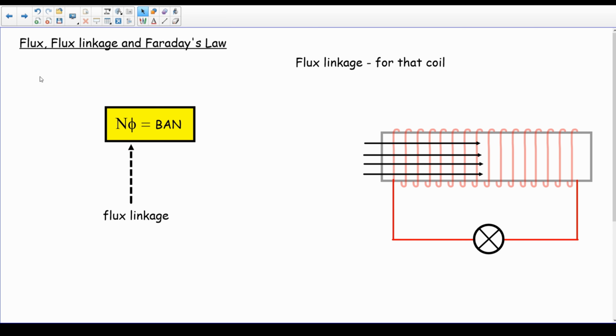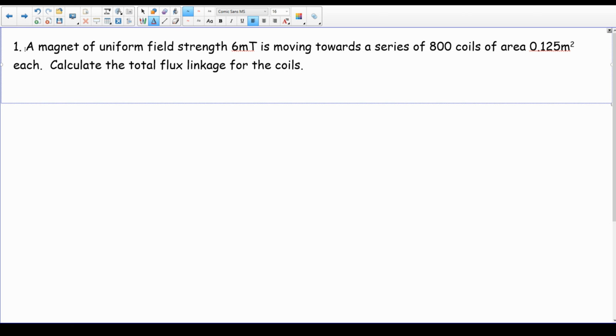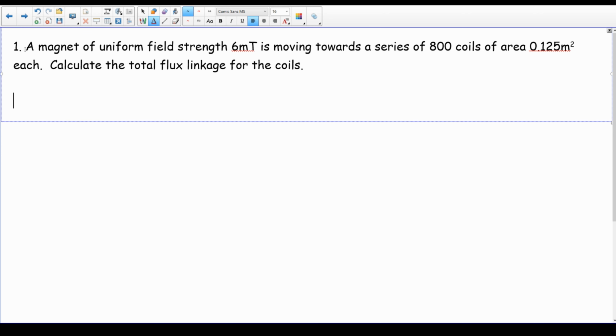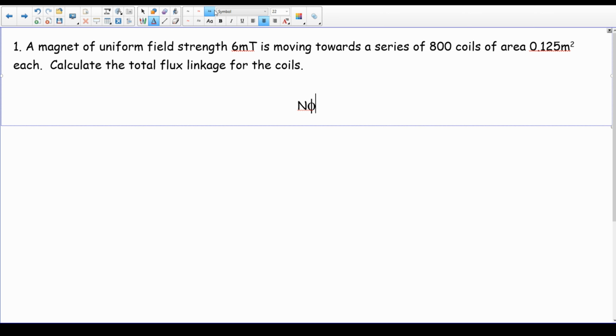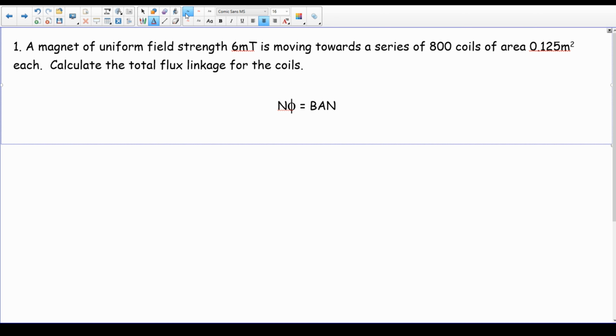Okay, now let's put this into some form of actual equations so that we can see what we're playing with here. So we have a magnet of uniform field strength, 6 millitesla, moving towards a series of 800 coils of area 1.25 meters squared each. What we want to do is calculate the total flux linkage of the coils. Okay, so nice and simple then, we have that N phi is equal to B times A times N, our equation we want here.